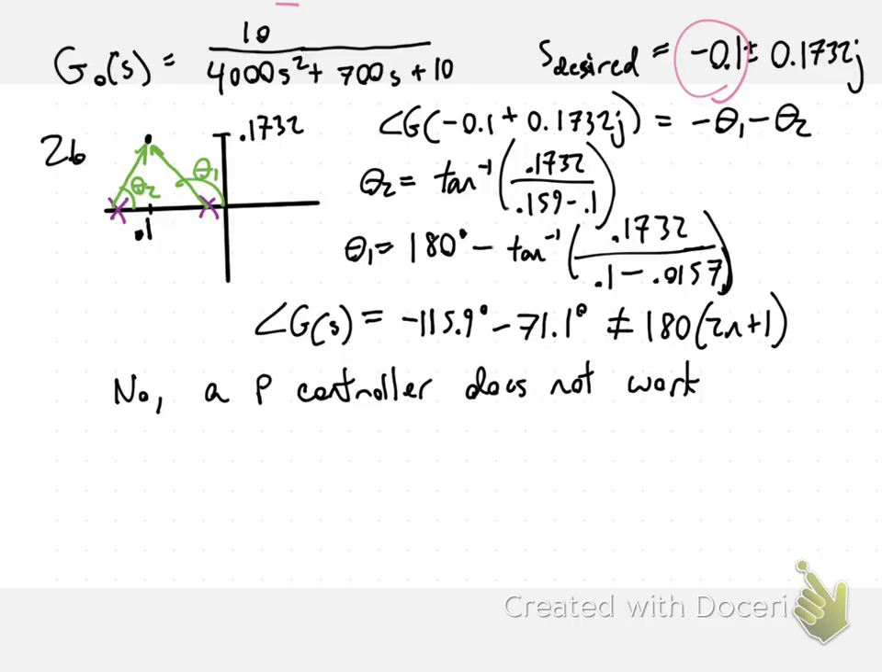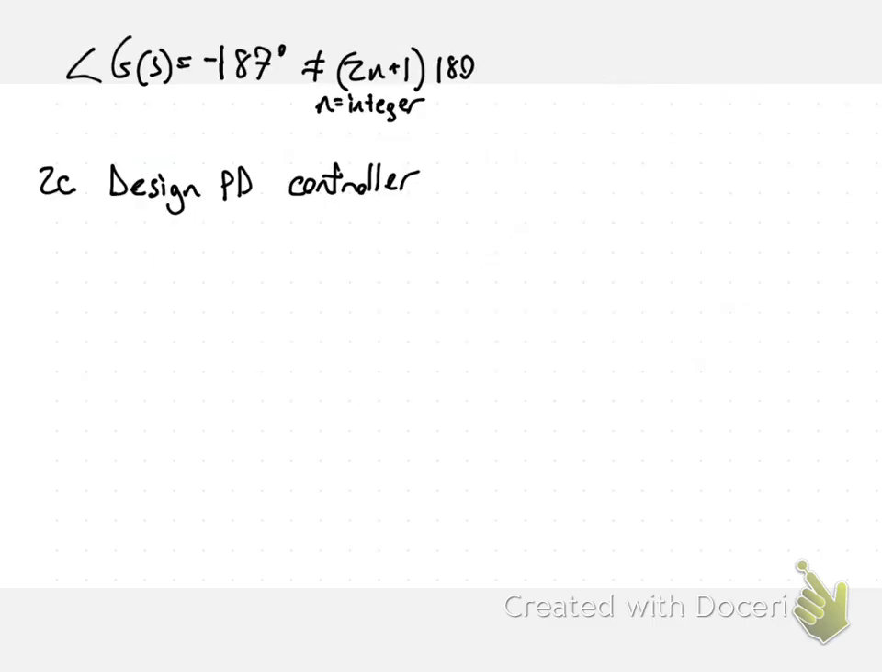So we can find that either using that angle criterion or using the root locus plot to see that there was no way that we could have reached it at all. So now we'd like to design a PD controller. So we have negative 187 degrees for our open loop angle criterion, trying to achieve that desired pole location at negative 1 plus or minus 0.1732j. And we saw that we can't do it with a proportional controller, but we can if we add a 0.